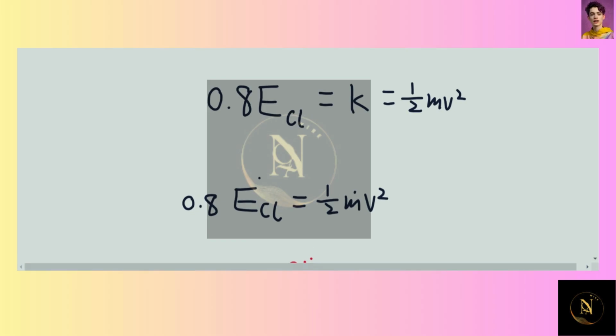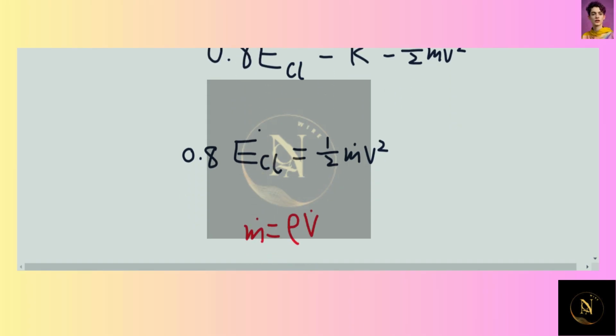Okay, so since the question says that 80% of electrical energy was consumed into kinetic energy of air, the kinetic energy is equal to 0.8 times the electrical energy, which is E dot CL here. And we know the kinetic energy can be expressed as 1/2 mv squared. m is the mass of the air, and v is the velocity. So we have the rate of electrical energy with the 0.8 is equal to 1/2 m dot v squared.